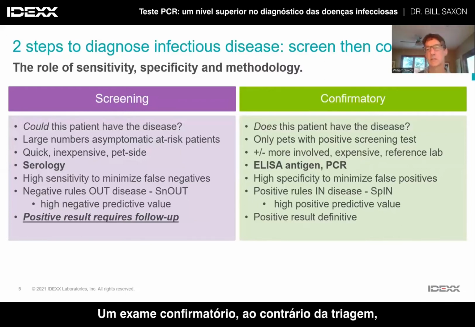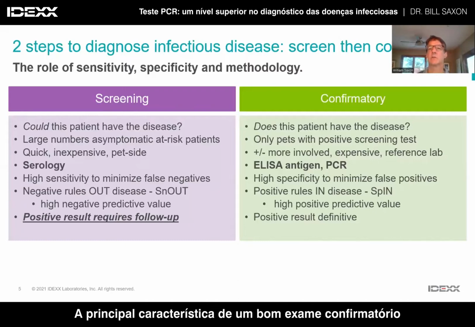So a confirmatory test, as opposed to a screening test, is done on a patient who has had a positive screening result. And now we want to know if this particular patient actually has the disease. So we only perform confirmatory testing in patients that have a positive screening result. And these sometimes are more involved, sent out to the reference laboratory, perhaps more expensive. And the most common methodologies for confirmatory testing are ELISA, antigen testing, and PCR. Okay, and we'll talk about why those methodologies are better for confirmatory testing as we go along.